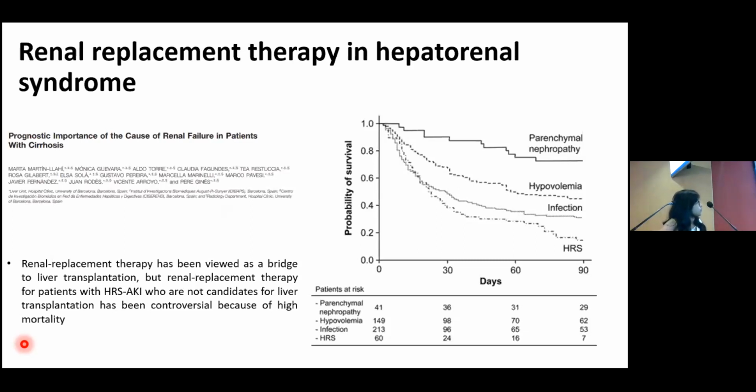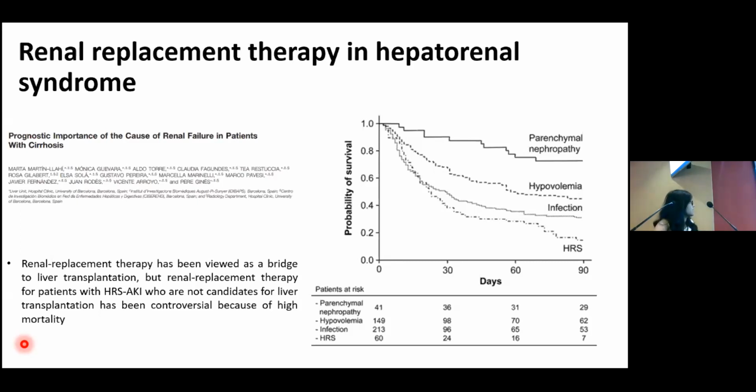So this is a survival curve of patients who have AKI. They have seen the survival according to different etiologies. You can see the patients who develop AKI due to HRS have more mortality, so survival is less. Therefore, they recommend prescribing dialysis or renal replacement therapy for the patient who has AKI due to HRS and who is awaiting liver transplantation, because renal replacement therapy is a costly treatment. For the patient who has AKI due to HRS and who is not awaiting liver transplantation, it's controversial because mortality is high anyway.